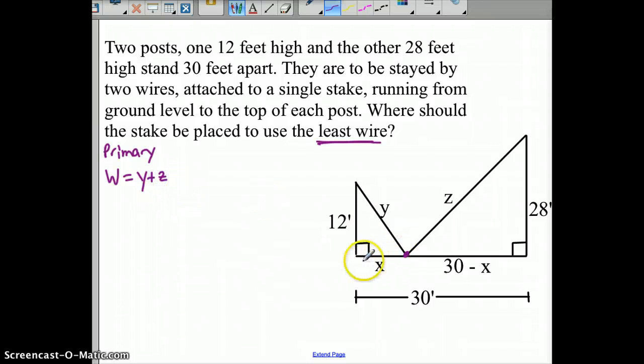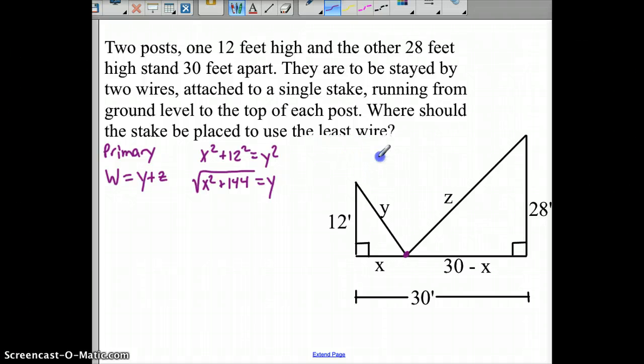I've got lots of variables, and I also want to incorporate this x in there somehow. So let's write equations for y based on x and z based on x so that we can have everything in terms of 1 variable. Looking at this right triangle, we can do the Pythagorean theorem. So my secondary equation, one of them, is x squared plus 12 squared equals y squared. If I take the square root of both sides, y equals the square root of x squared plus 144. There's one of my secondary equations. Doing the same thing on the right side, (30 minus x) squared plus 28 squared equals z squared.